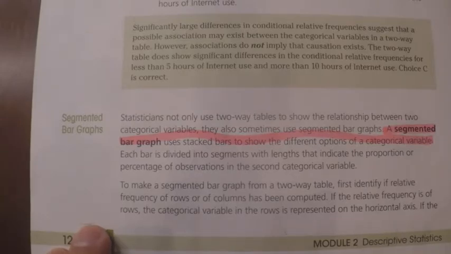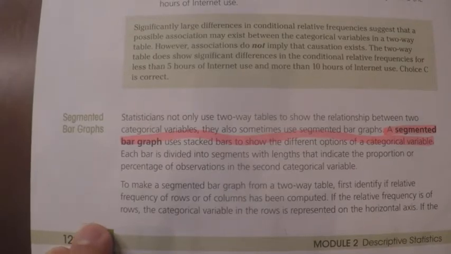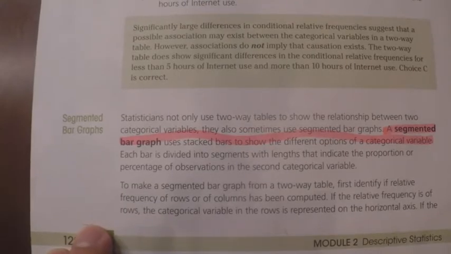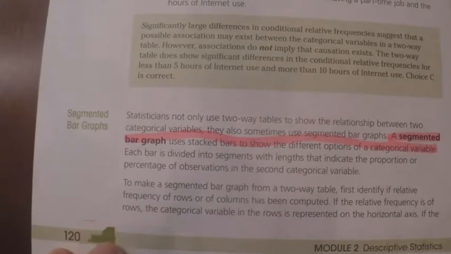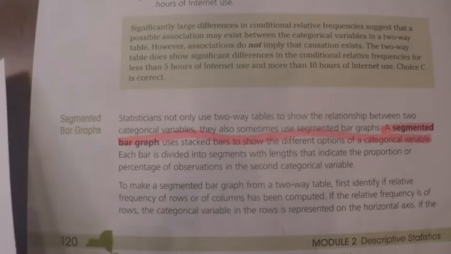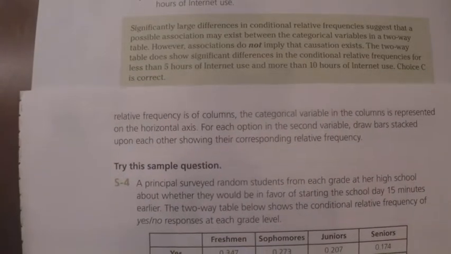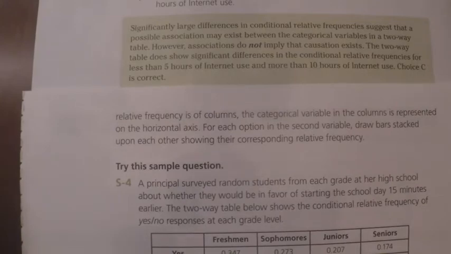So here we're going to show a visual way to show how this data can be displayed. To make a segmented bar graph from a two-way table, first identify if the relative frequency of rows or of columns has been computed. If it's the relative frequency of rows, the categorical variable in the rows represents the horizontal axis, and if it's the relative frequency in the columns, the categorical variable in the columns represents the horizontal axis. Then for each option in the second variable, draw bars stacked upon each other to show their corresponding relative frequency.